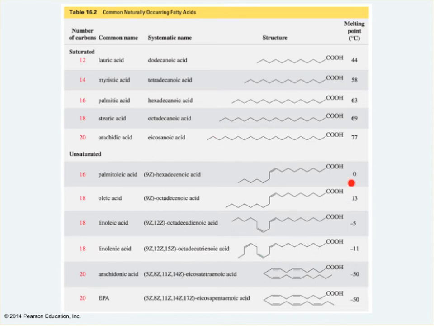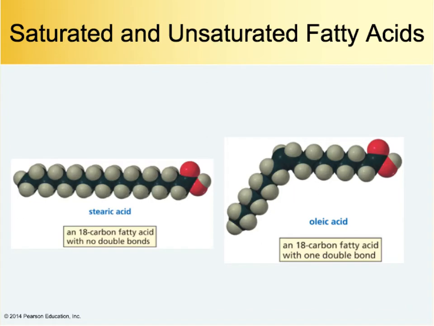So there's a bunch of other fancy ones here. Here's a nice picture. No double bonds, but you can think about how well these things could stack up, versus this one, which has a little kink in it, an alkene that's a cis alkene. These are going to be harder to stack, so they basically won't clog up your arteries.